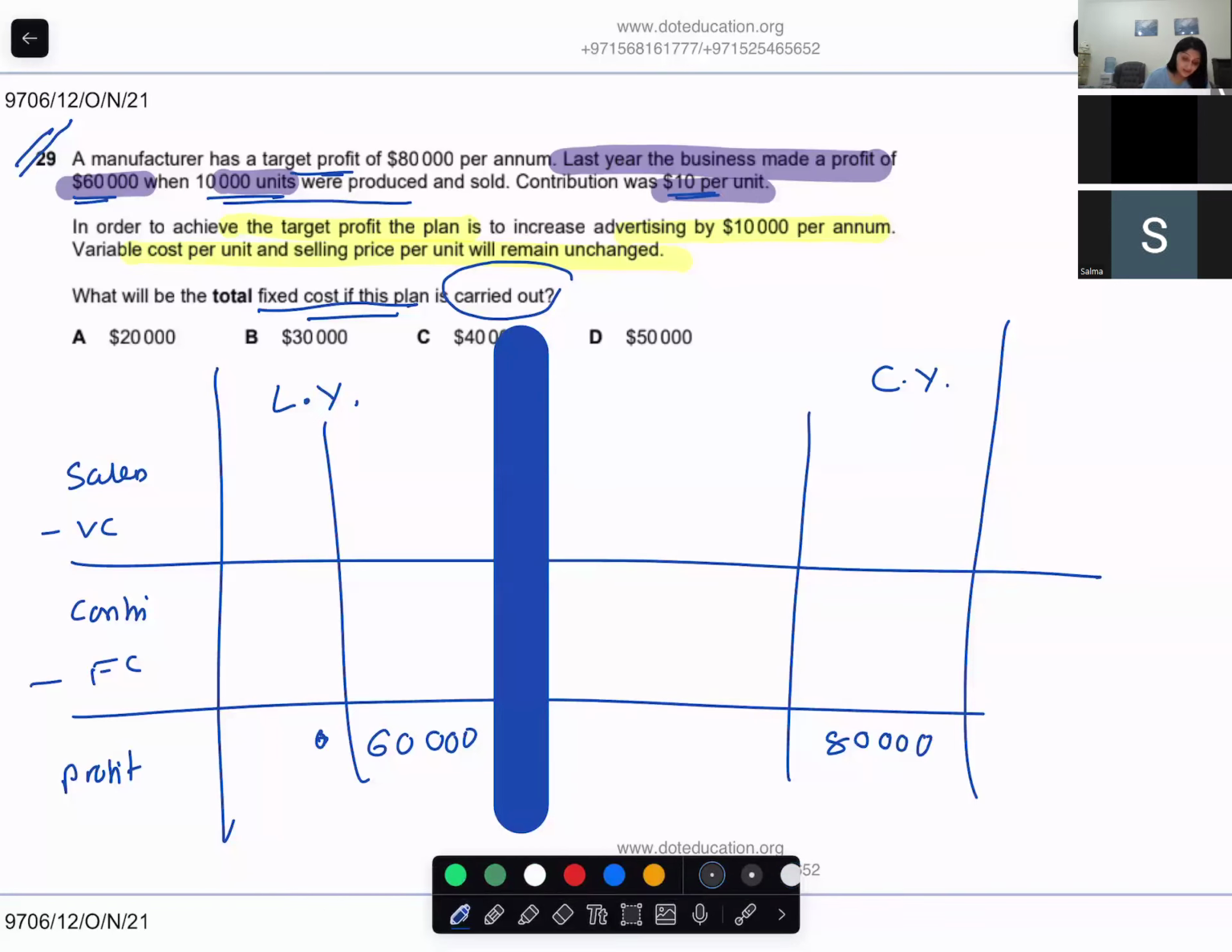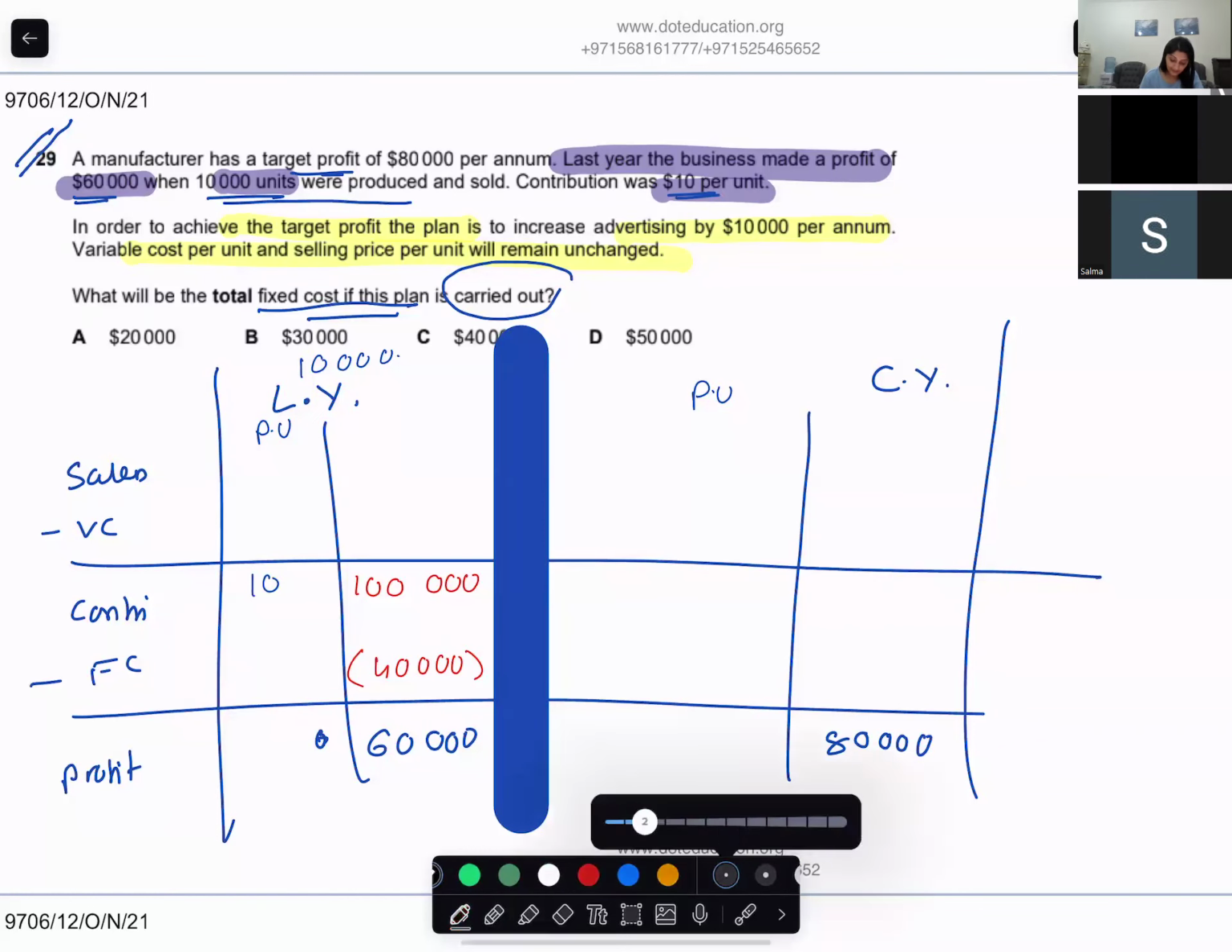Read the other information that you have. Last year 10,000 units were sold and contribution was 10 per unit. So if I multiply 10 per unit into 10,000, my last year contribution was 100,000. Okay, fine. So what would have been my fixed costs? Your fixed cost would have been 40,000.